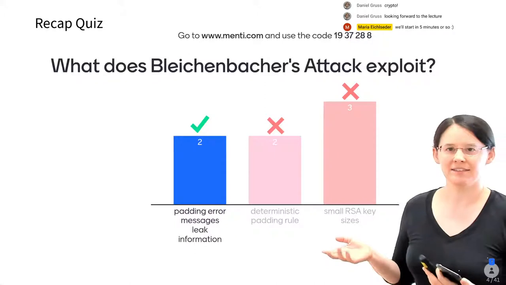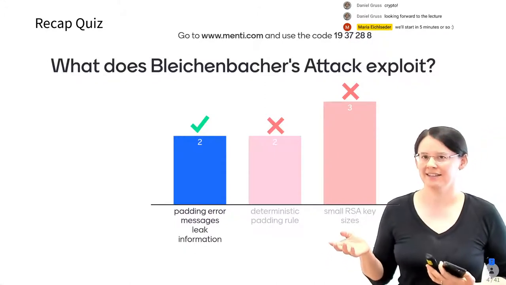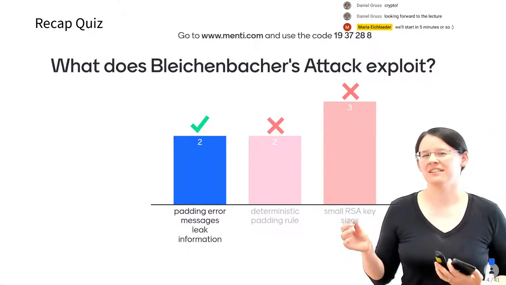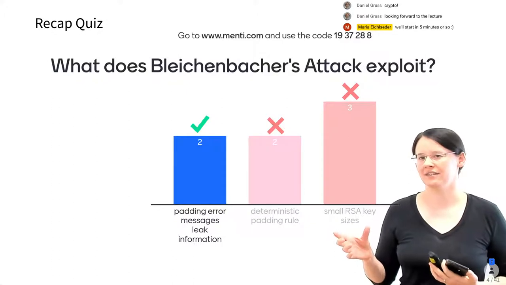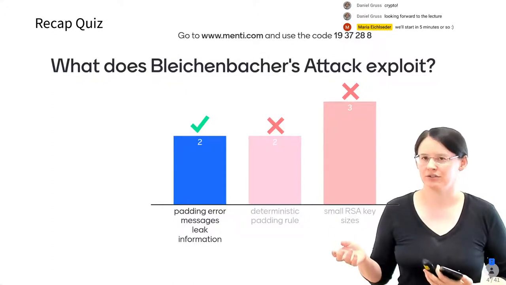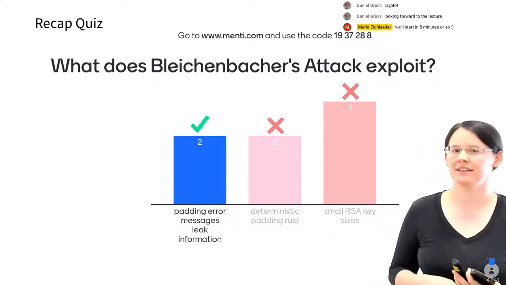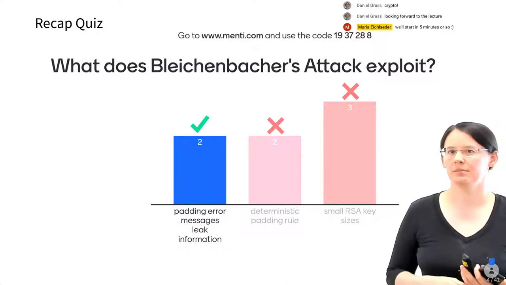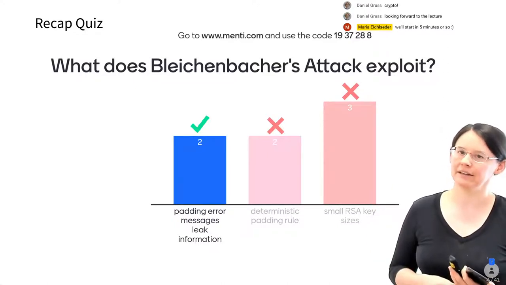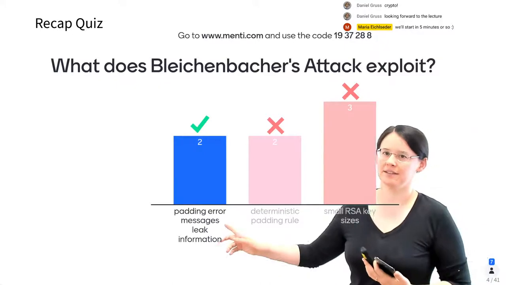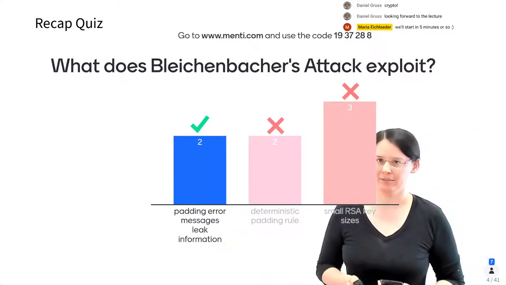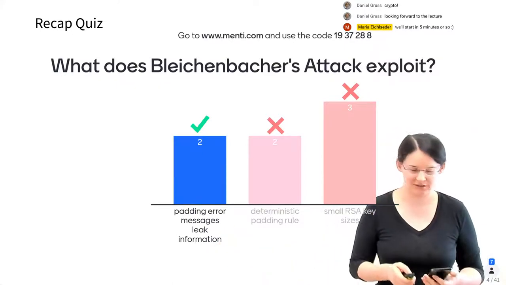And this answer here, a small RSA key size, well, there is a slight influence of the key size on the complexity, but it's not so bad. And even the very secure RSA key sizes can easily be broken with Bleichenbacher's attack if you're using this bad padding, which gives you error messages. So if the implementation gives you error messages.